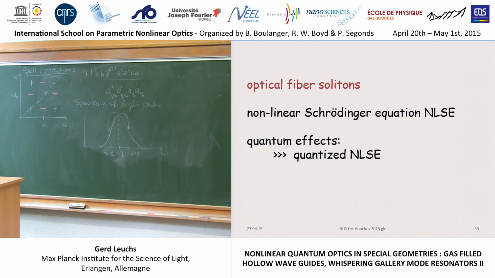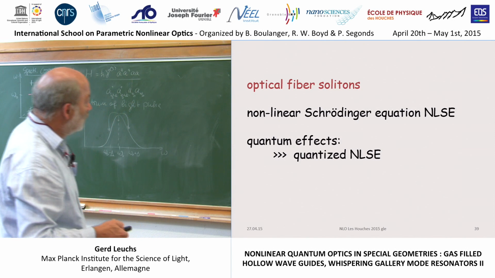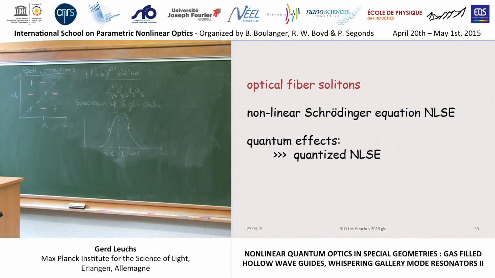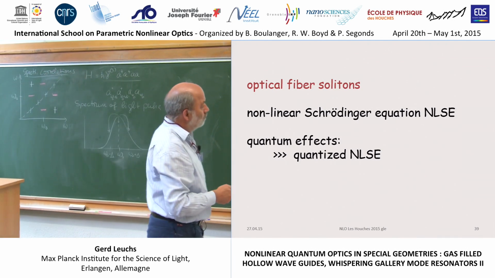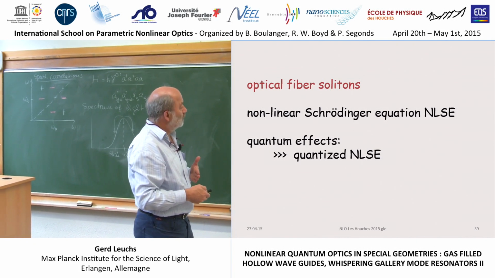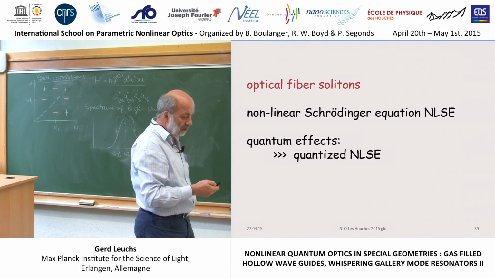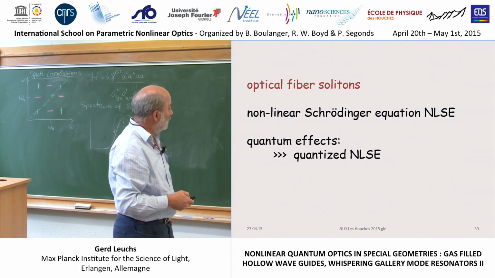So this is just to remind us, but I don't want to go really much into the detail. Maybe on the next slide I show the nonlinear Schrödinger equation. This is what this NLSE means. It is the differential equation that describes the propagation of the light pulses in the fiber, and it is only called nonlinear Schrödinger equation because it has the same mathematical structure as the Schrödinger equation.